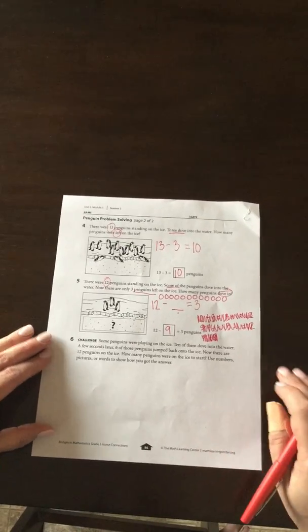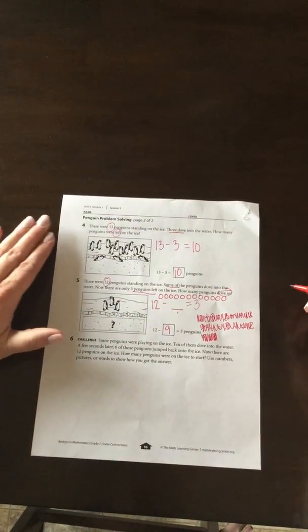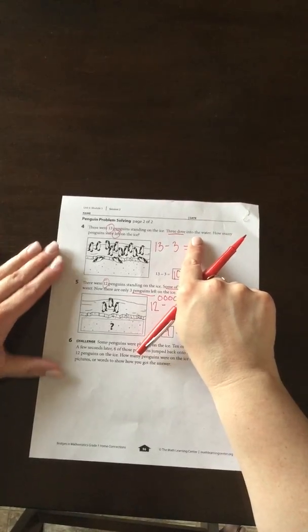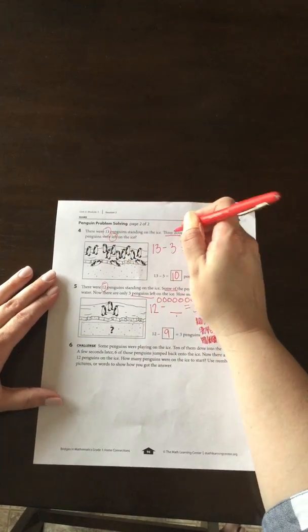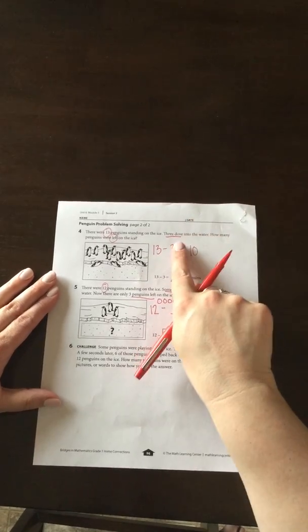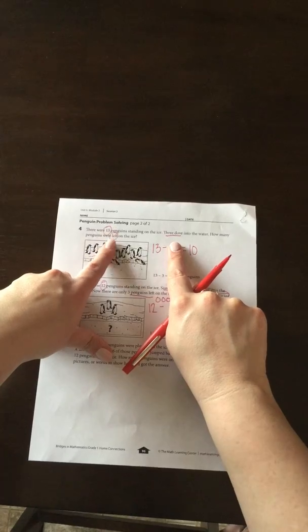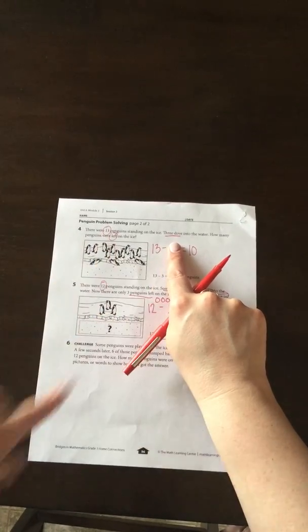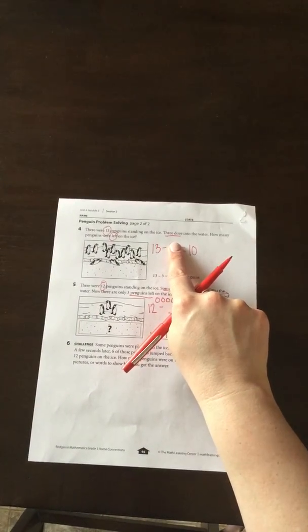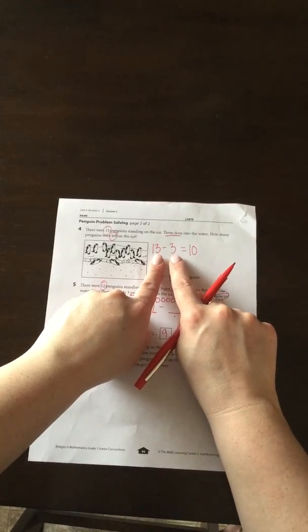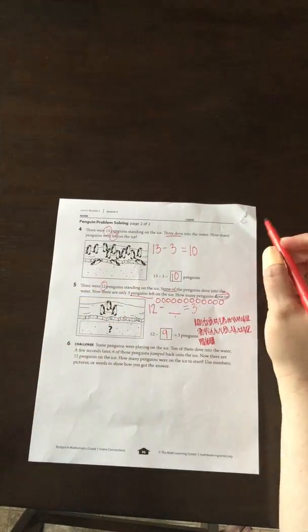Okay, number 4. There were 13 penguins standing on the ice. 3 dove into the water. So 13 is important to me. 3 dove into the water is also important. How many penguins were left on the ice? Remember that this word left tells us that we are subtracting. So we have the total number of penguins on the ice. We took 3 away because 3 dove into the water.